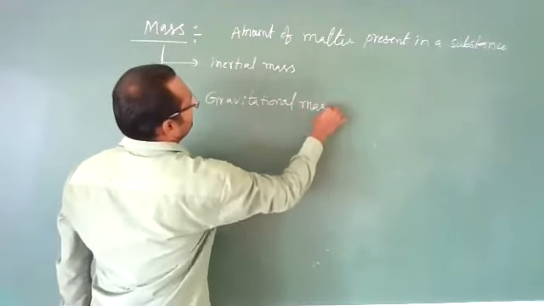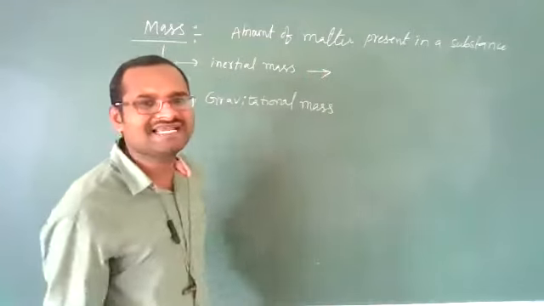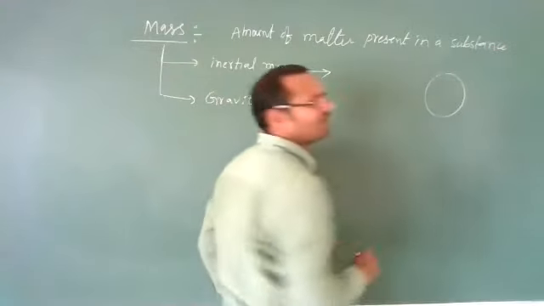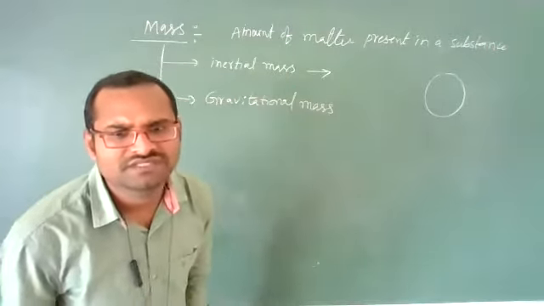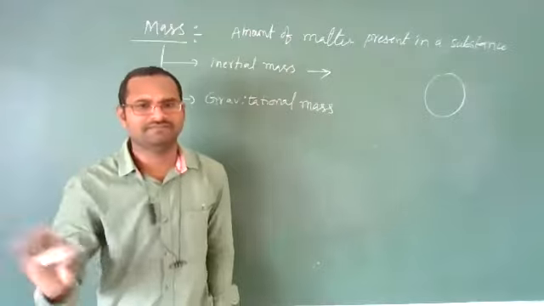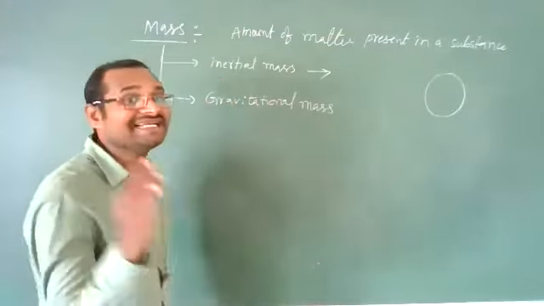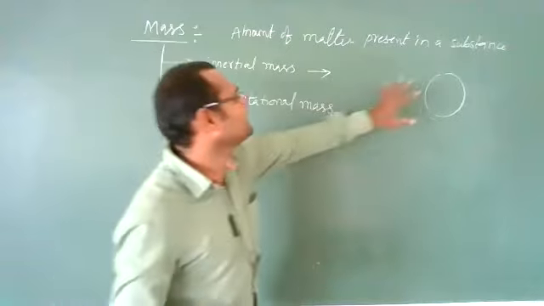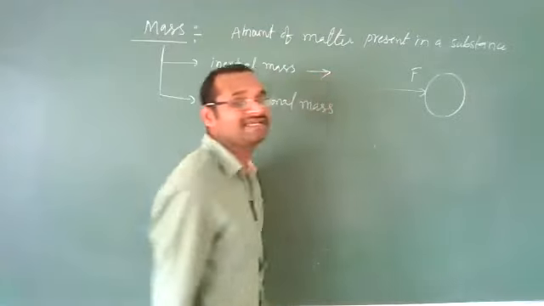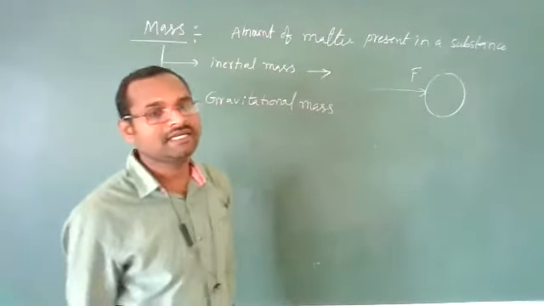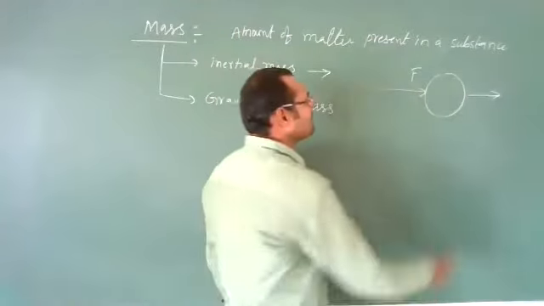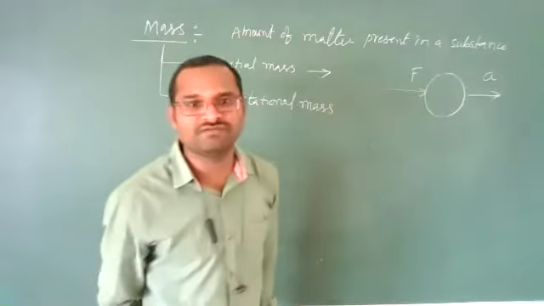Gravitational mass. Inertial mass means, let us imagine you have one object here. Yes, you can write mass as a basic property of matter, no problem. So inertial mass means let us consider one object. Now on this object, let us apply a force F. What will happen? This object will move. Yes, definitely it will move with some acceleration.